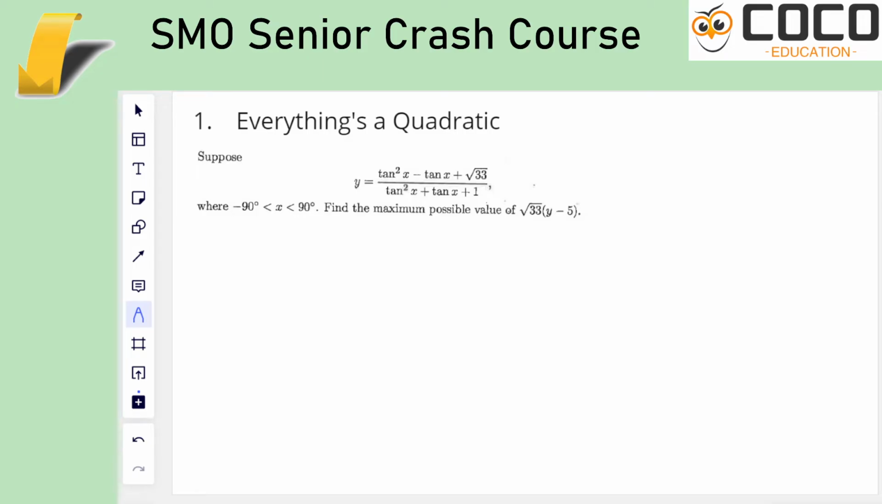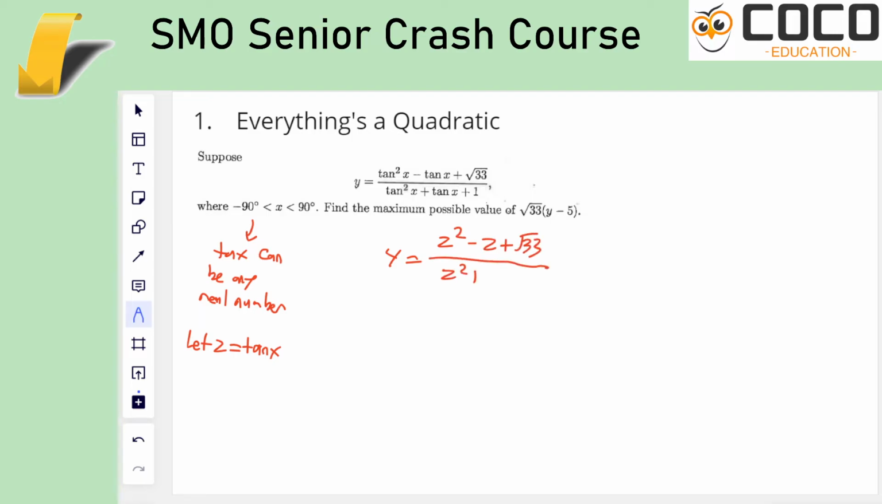You need to know that tangent from minus 90 degrees to 90 degrees is just going to take on all real numbers. And so therefore, if tangent x can be any real number, then I should just get rid of it and let it be, say, z. At this juncture, we no longer have any trigonometry in the question because tangent x can be anything. So why not just replace anything by something else, like z?